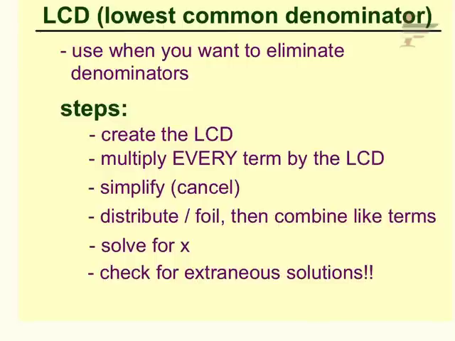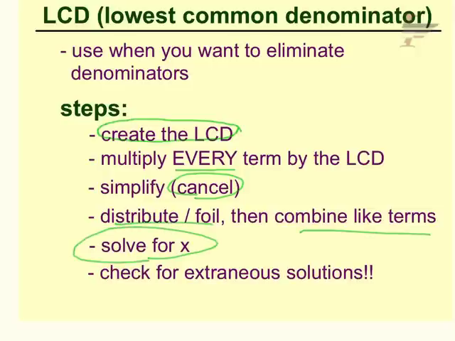Here are some steps to follow for the LCD, or I guess I was calling it least common denominator, lowest common denominator. You use this when you want to eliminate denominators. In your steps, you have to create that LCD. What is the lowest common denominator that will make all your denominators cancel? Then you multiply every term by your LCD. You're going to be simplifying. This is where you're going to be canceling out. Your things are going to cancel in this step. And then just that same distribute and FOIL, combine like terms. You're able to solve for x, and just do that spot check for extraneous solutions. Again, watch the other videos to see what that looks like.